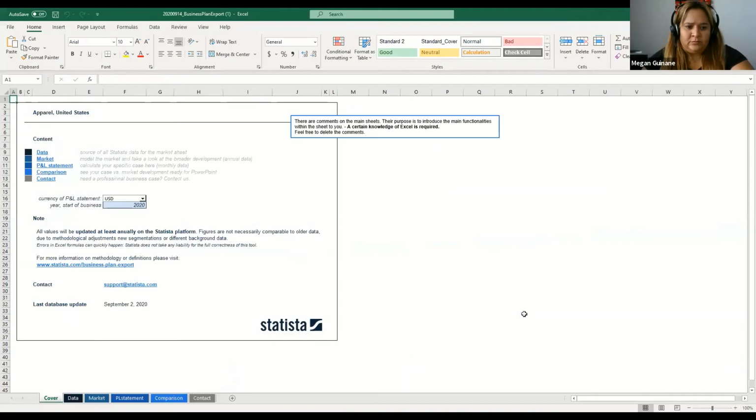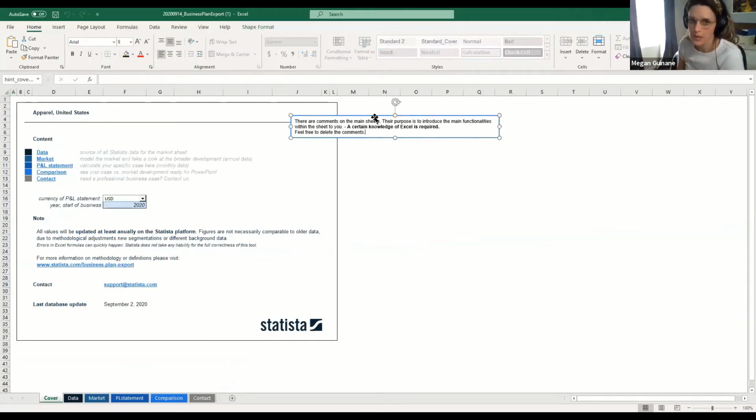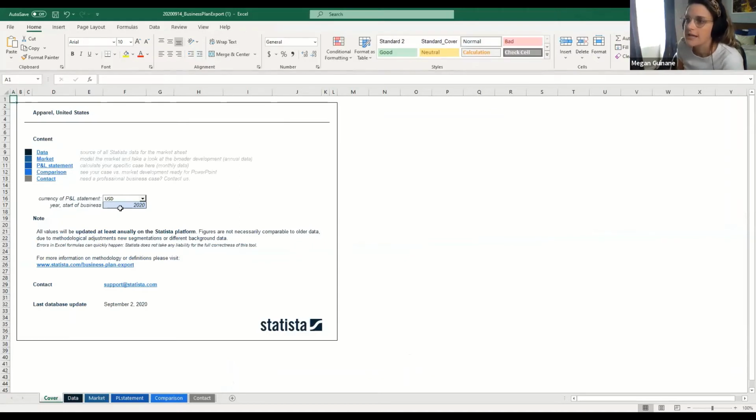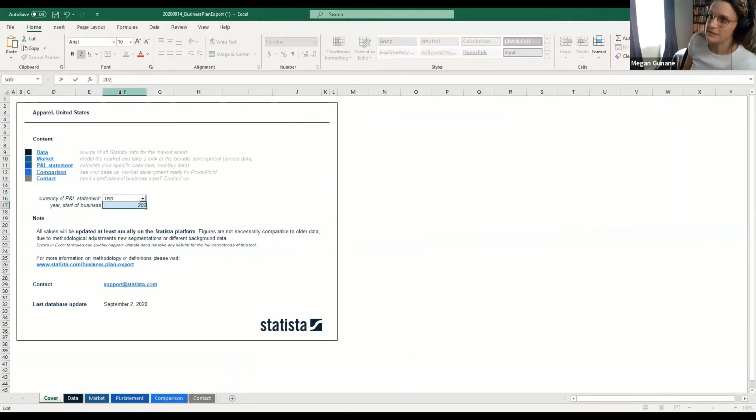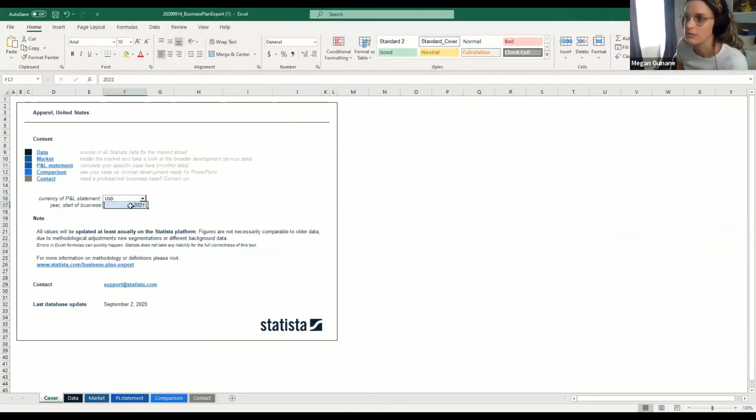Okay. So when you download the file, it comes in this Excel format. We have these little help bubbles that you can always delete. And there are different segments. You can pick your currency. We're going to stick with USD. And then the start year of your business. So I want to open up an apparel brand in 2021.